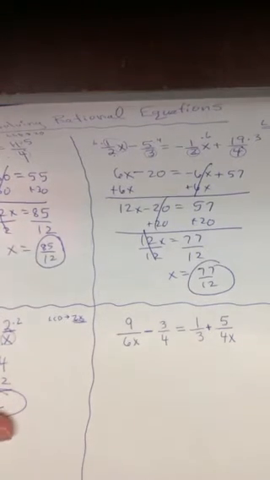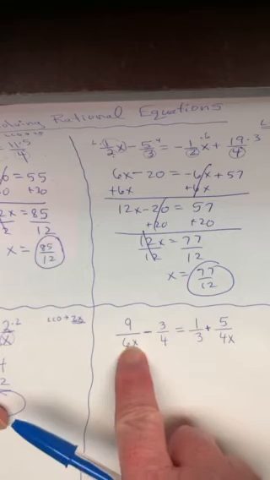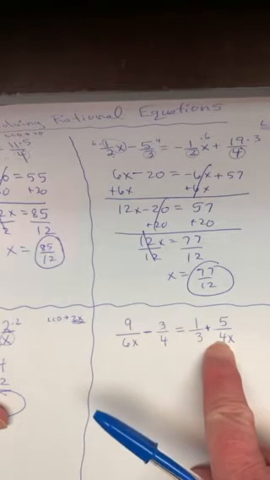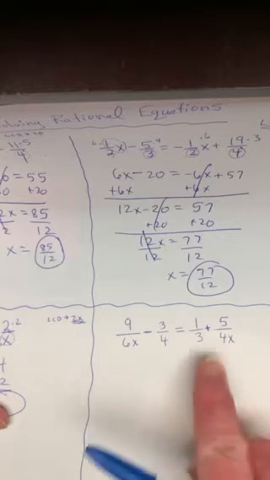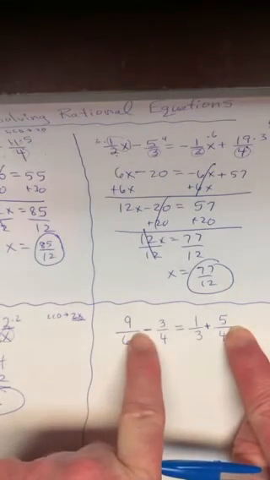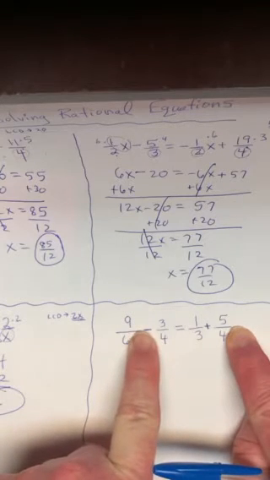Now careful, if I said let's inspect or take a look at our denominators, I've got a 6x, a 4, a 3, and a 4x. Now, let's ignore the x's for a second. Pretend they're not there, giving me a 6, a 4, a 3, and a 4. I'll give you a second here to think about this. What number would be your least common denominator?